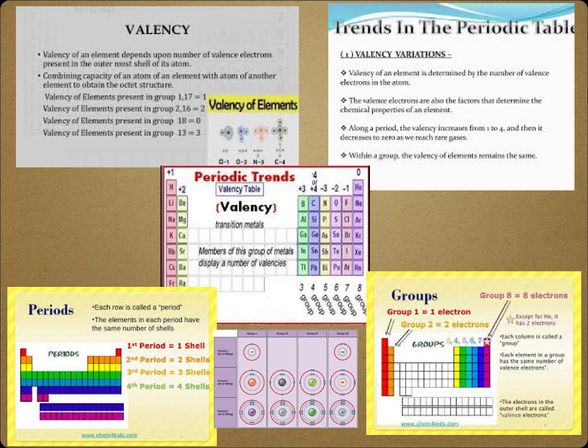So you can see from the table, the first period has got 1 shell, the second period has got 2 shells, the third period has got 3 shells, the fourth period has got 4 shells. Similarly, when you move along a group, you can see that in the first group, 1 electron is present in the outermost shell. Group 2 has got 2 electrons. Group 3 has got 3. Group 4 has got 4, and so on.